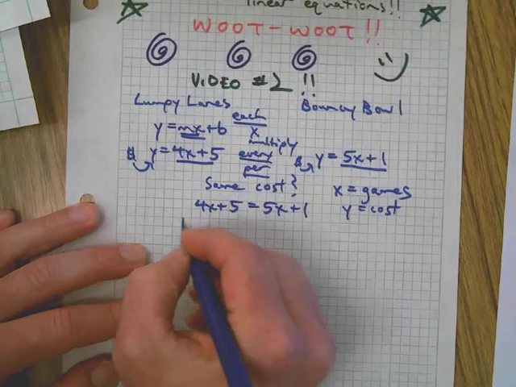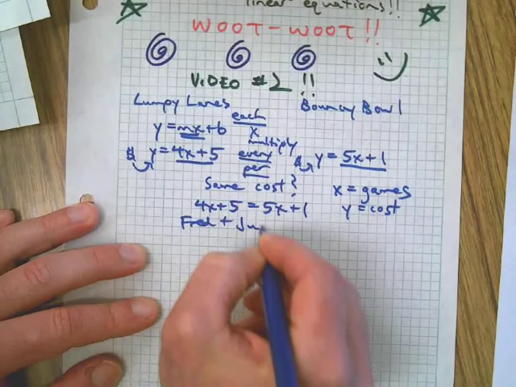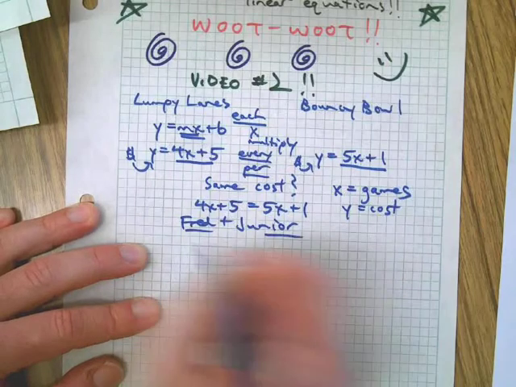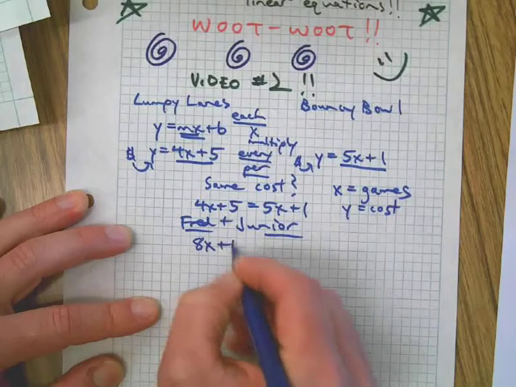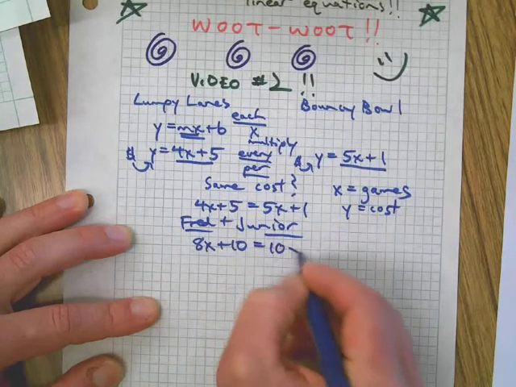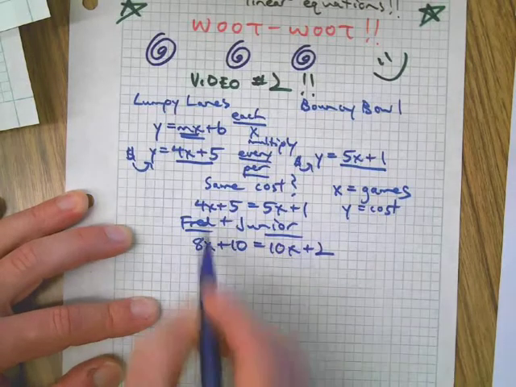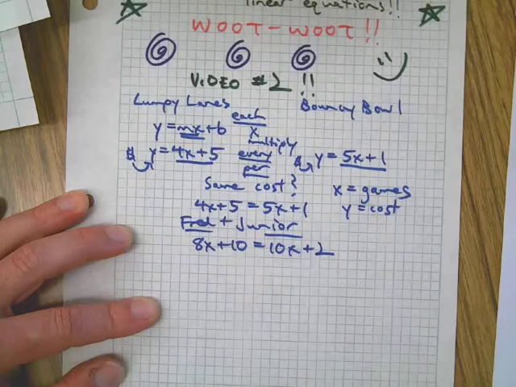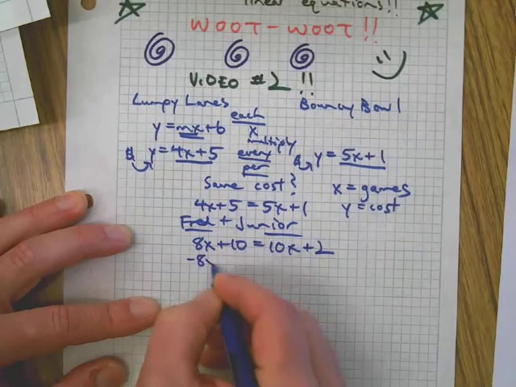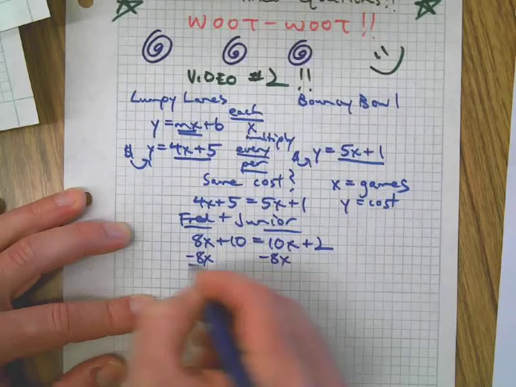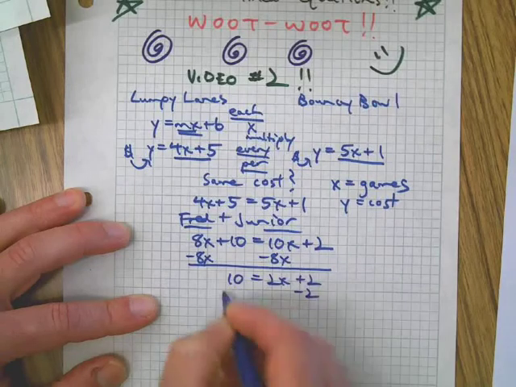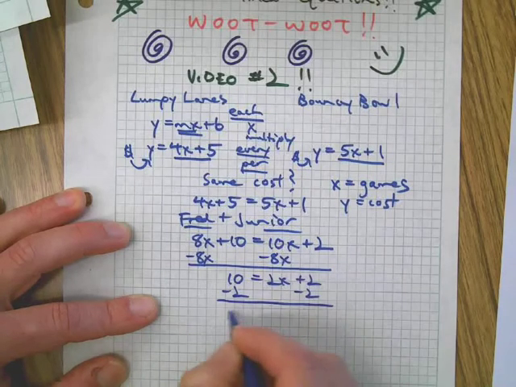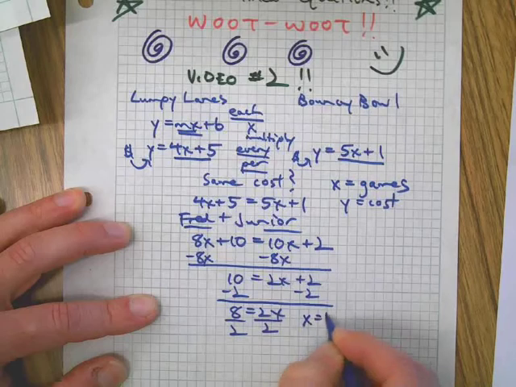So if we set them equal like this, that's nice. But remember, Fred and Junior, two people are bowling, so it's really going to be twice as much for everything. So it's going to be $8 a game and $10 for shoes, $10 a game and $2 for shoes, right? Because there are two people, so two of each thing. So we're multiplying by 2 with everything here. Now we will solve for x. We'll take 2 away from both sides, divide by 2, x equals 4.